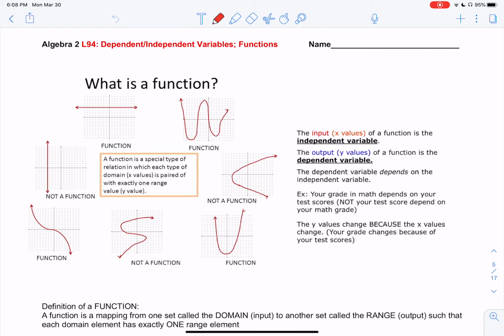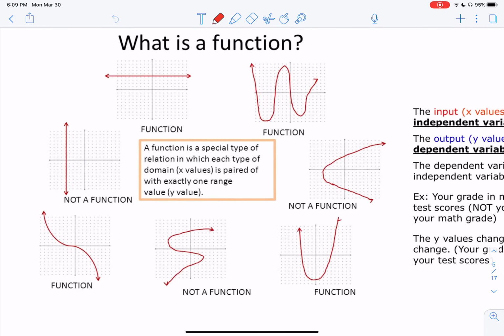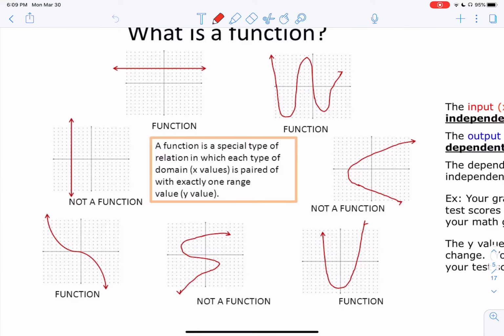Hello, Algebra 2 class. This is your lesson 94, dealing with dependent and independent variables as well as functions. We're going to start in our notes looking at the different types of functions and those that do not constitute a function. So let's first take a look at the graphs and talk through this.